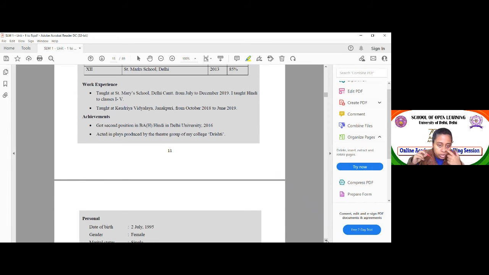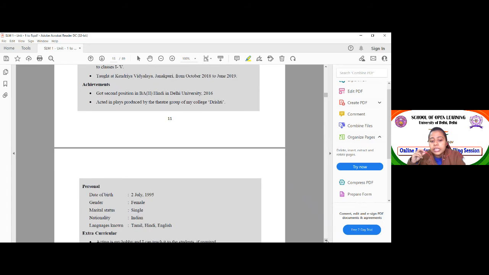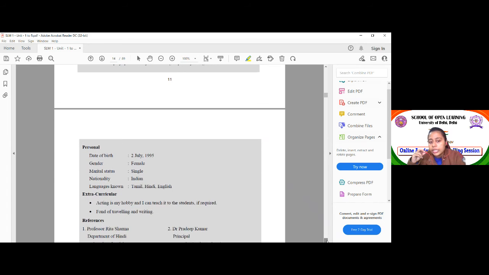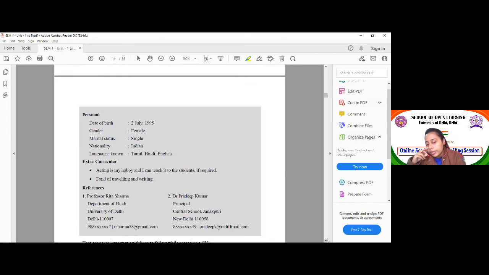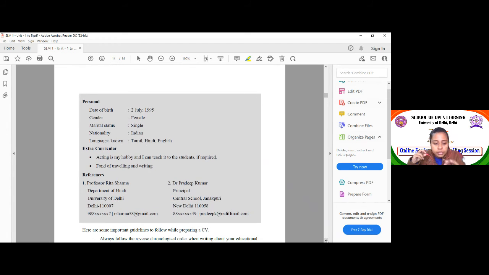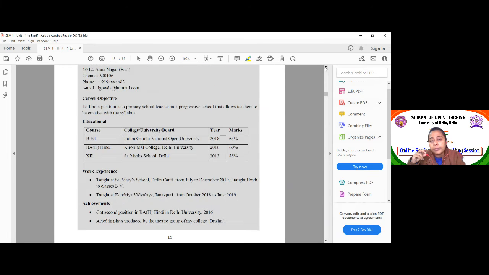She held a second position in BA honors Hindi in Delhi University, and then she gave some personal details. Like she wrote her date of birth, her gender, marital status, the languages she knows, and then she wrote her extracurricular activities, what she likes to do, and the references. Now, references is not important everywhere, it depends on the job that you are applying for, whether you will be requiring references or not.